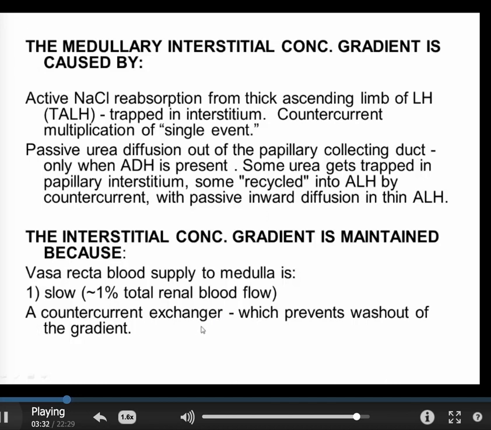It's an important distinction between the countercurrent multiplication that's going on in the tubule, which is creating the medullary interstitial concentration gradient, as opposed to the countercurrent exchanger, which is occurring in the vasa recta, and you will see that that permits maintenance of the gradient while at the same time allowing perfusion of the medulla.